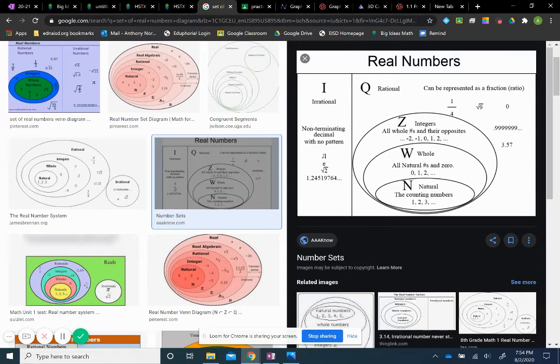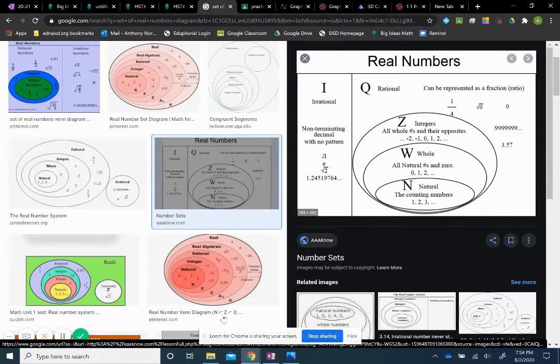Then we have irrational numbers, which basically means we cannot write them as a fraction. We can't write pi as a fraction. No, 22 divided by 7 is not actually equal to pi. It's an approximation. They're not the same number. We have e, we have the square root of 2, and we have this long decimal that's not going to have a pattern.